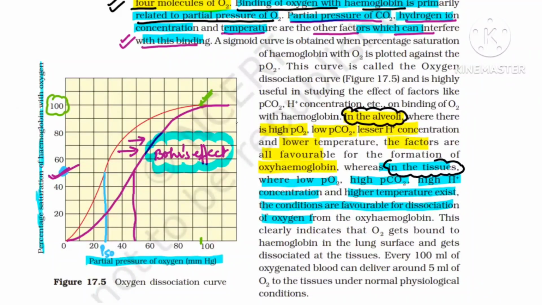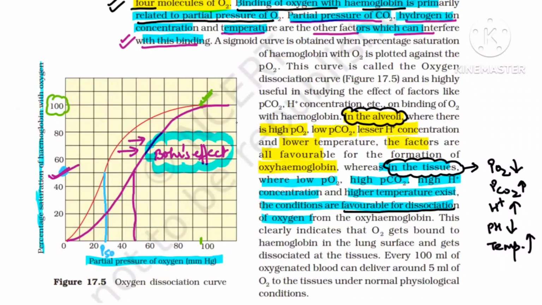You can just make a note this way. At the tissue level, obviously partial pressure of oxygen will be low. It means partial pressure of carbon dioxide will be high. Protons will be high, as a result pH will be low, and temperature is high. In these conditions, dissociation will occur. It favors dissociation of oxygen from oxyhemoglobin. This much concept is clear to you.